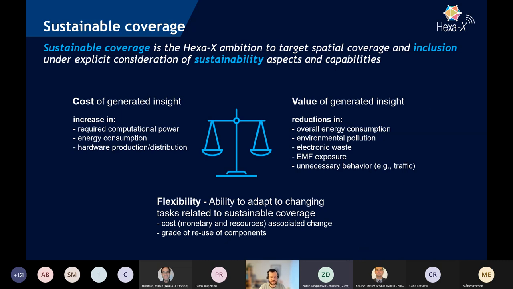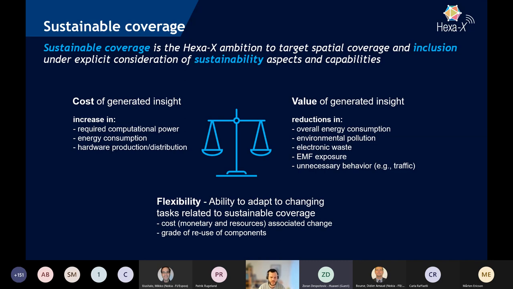Below, we have flexibility, which is basically, again, describing a trade-off between value and cost, and also the ability of the system to adapt to new tasks, to new sensing tasks, let's say, that we have related to sustainable coverage. This could mean that you need to redeploy certain sensors or you need to reconfigure parts of the system. And here, indicators of flexibility could be the reuse of components that we have, and also the cost in terms of money and resources that are associated to such a change.